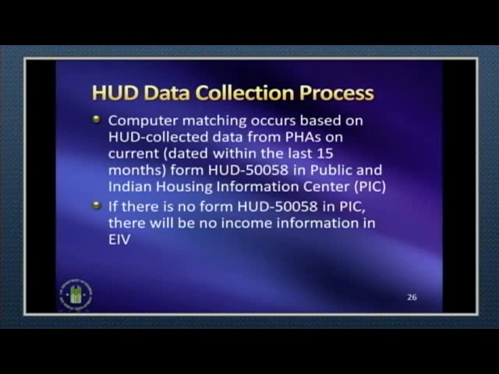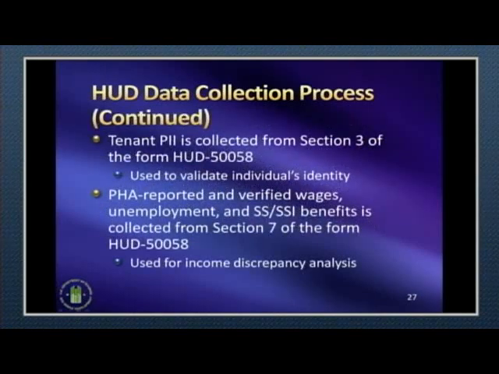So if there's no form 5.8 in PIC, there will be no income information in EIV, okay? No 5.8, no EIV. No PIC, no EIV. They go hand in hand, okay? Your tenant PII is collected from Section 3 of the 5.8. Again, PII is your tenant personally identifiable information, the name, social security number, and date of birth. Those data fields must be accurate and complete in order for us to submit that information for computer matching.